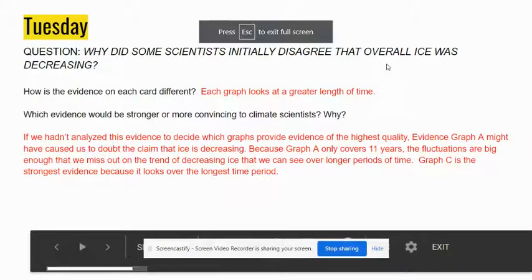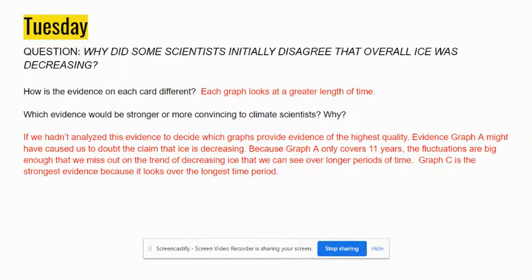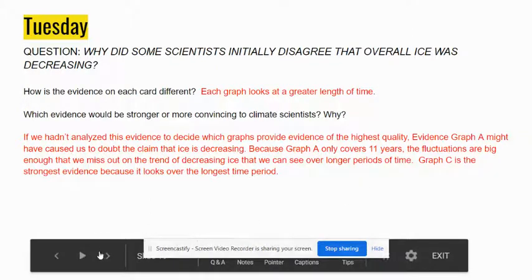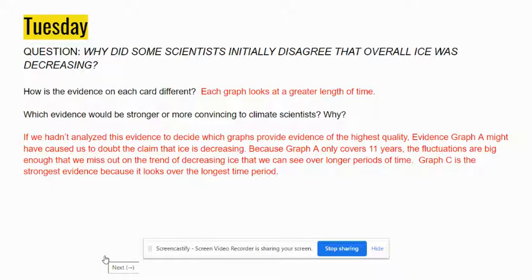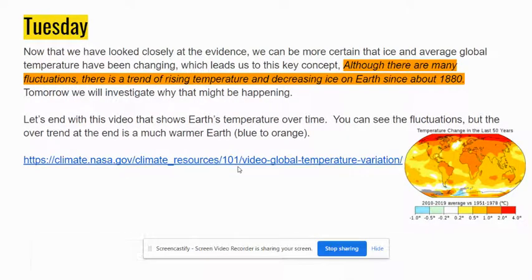So the more data you have, the longer amount of time that a phenomenon is being observed, the more evidence you're going to have. What word am I looking for here? The strongest evidence that you're going to have, because it's going to be more solid. You have more evidence. It's not just looking at a couple years, which could just be a fluke.